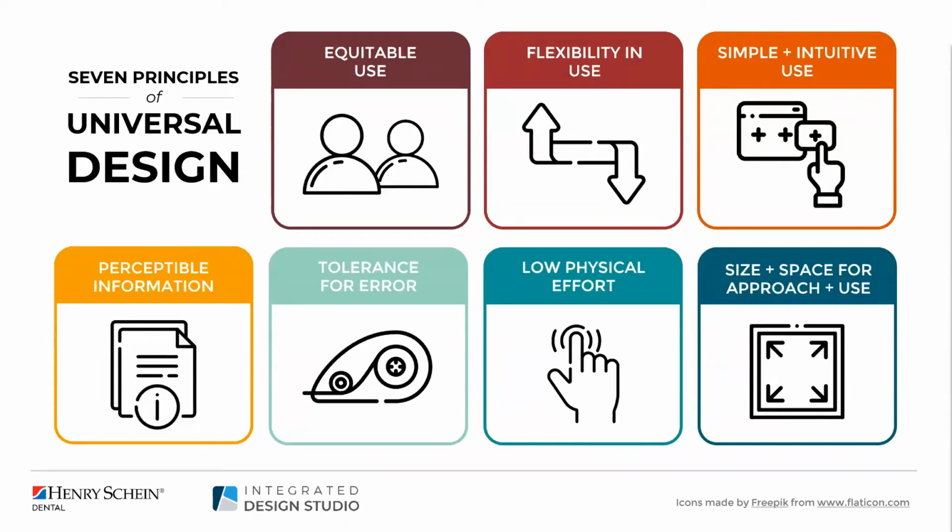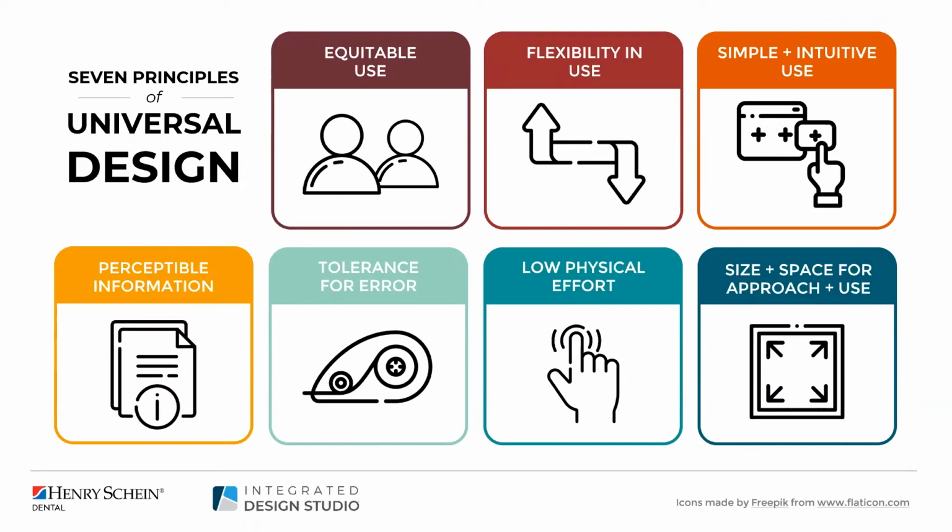There are 7 widely accepted principles in regards to universal design. And as we approach a design problem from the universal design perspective, we try to achieve them all. Equitable use means that the design is useful to people with diverse abilities. Flexibility in use means that the design will accommodate a range of individual preferences. Simple and intuitive use means that the design is easy to understand regardless of a user's skill level.